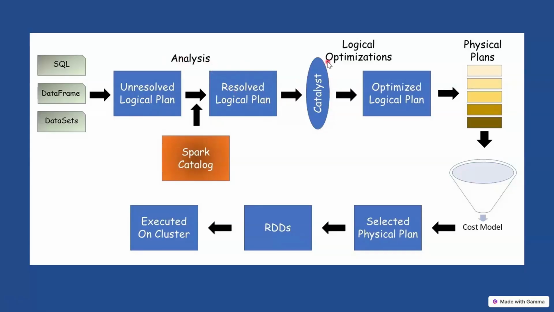Then the Catalyst optimizer comes into the picture. What does Catalyst do? It creates the optimized logical plan. So when you are running any piece of code, let's say in your code you have applied a where condition. I'm giving a very basic example to you.